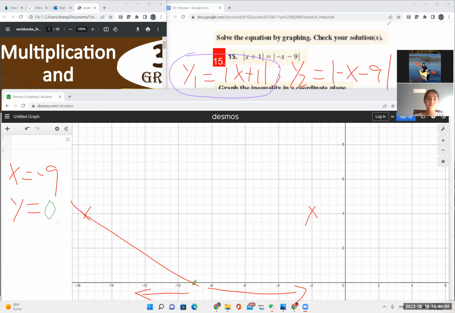Find the vertex first. Then to the left side of the vertex, find 1 more point. To the right side of the vertex, find 1 more point. Connect them to get the graph. Okay, please do it. Then y.